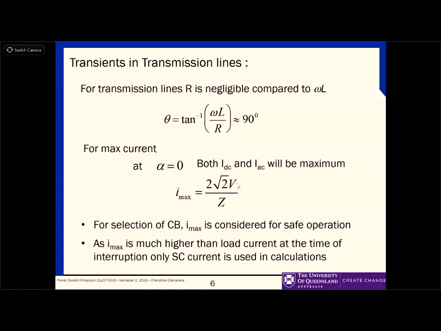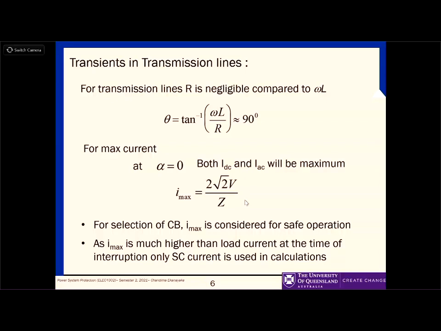So this maximum value came by assuming that we closed at zero alpha. Do we know in real life whether the fault will occur at alpha equals zero or at other points? We don't know. But what is the worst condition that could happen? Alpha equals zero. The fault current will be less if the fault occurred at a different alpha value. So the worst case is when alpha is equal to zero, because you get the maximum.